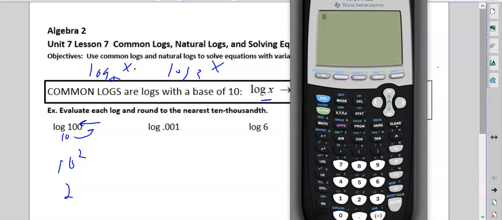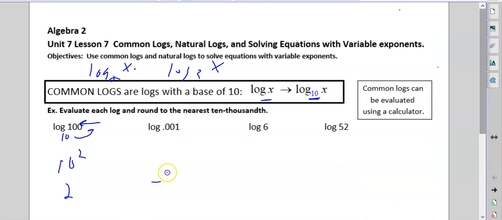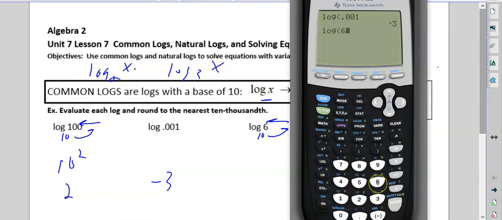Log 0.001. So log point, make sure you got your zeros right. And that's -3. 10 to the -3 is 0.001. Now, let's think about this, just in our head. 10 to what power is 6? Well, that doesn't really make sense, because 10 to the first power is 10. 10 to the 0 power is 1. So there's got to be something between 0 and 1. And that's where our calculator comes in handy. Log of 6. And there it is, 0.7781.